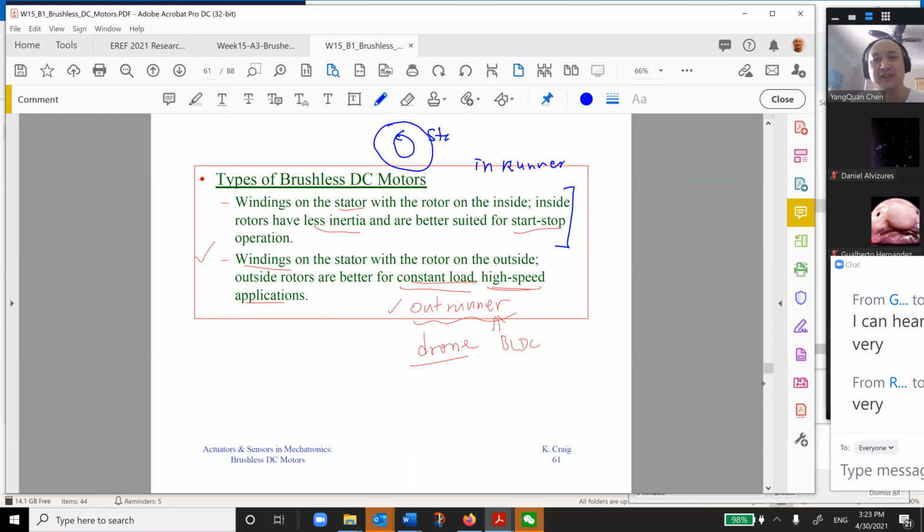This is the stator, and the stator is outside, the rotor is inside. But there's another interesting type where the windings are on the stator and the rotor is outside. Rotor is outside. This is good for constant load, high speed applications. So lots of the drones use what is called an outrunner BLDC, outrunner.